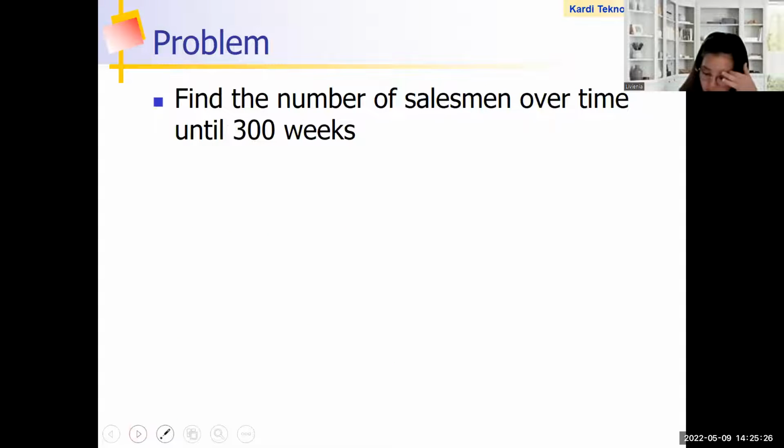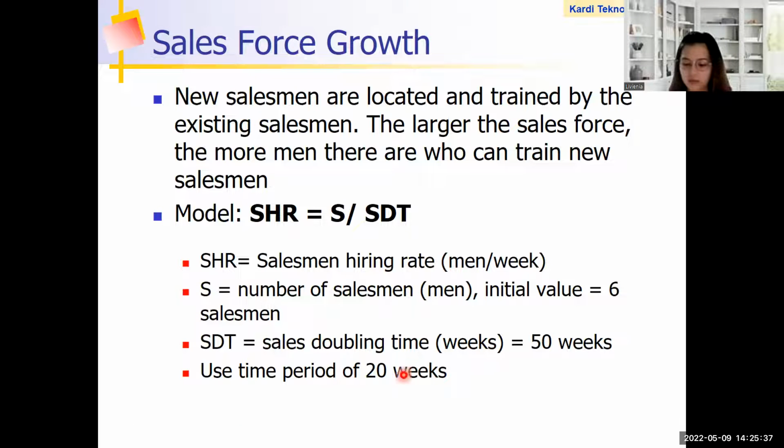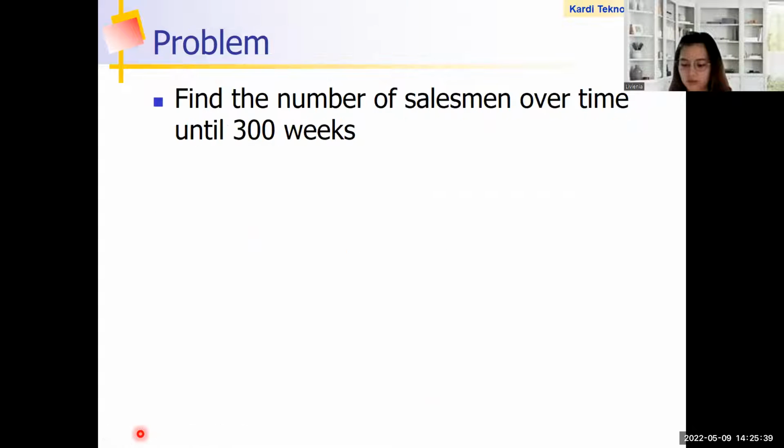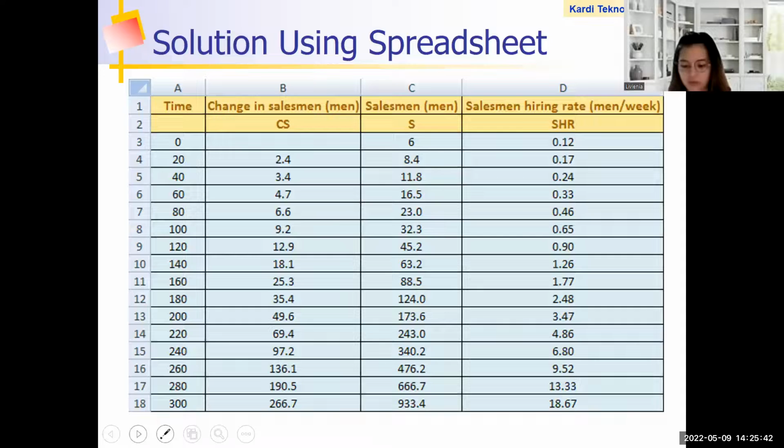So now the question is: find the number of salesmen over time until week 300, increasing every 20 weeks. So we put this into a spreadsheet. Remember the time is every 20, so I increase here 20, 20, 20 until 300. So this is just increasing linearly.